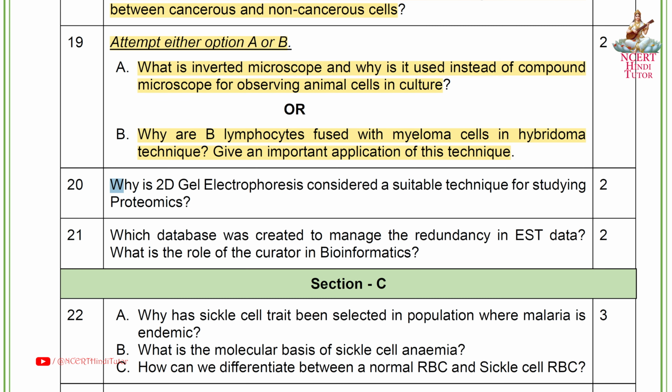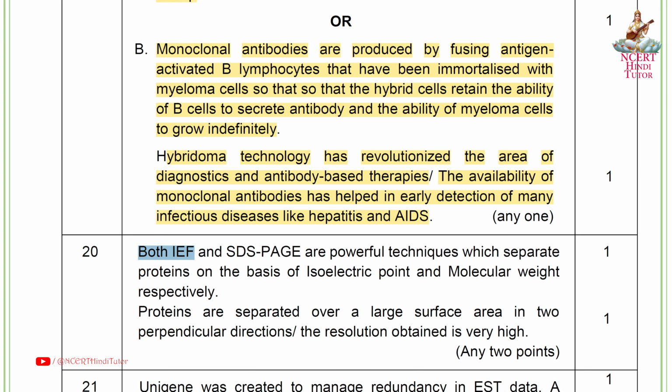Question 20. Why is 2D gel electrophoresis considered a suitable technique for studying proteomics? Answer: both IEF and SDS-PAGE are powerful techniques which separate proteins on the basis of isoelectric point and molecular weight respectively. Proteins are separated over a large surface area in two perpendicular directions. The resolution obtained is very high.